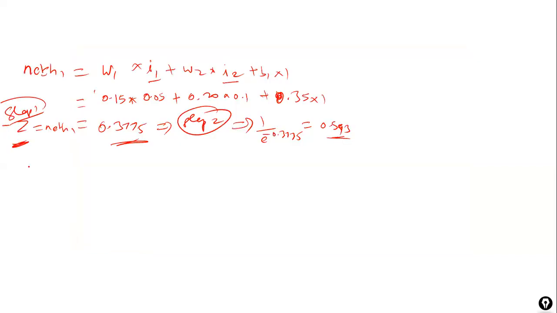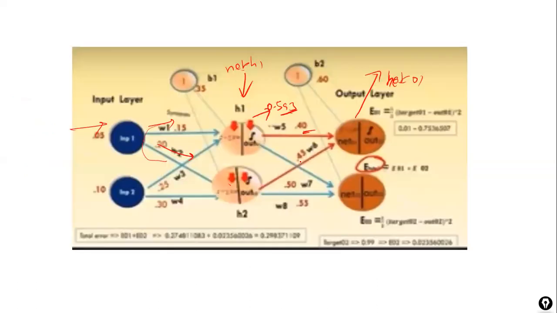So now what I do is net O1 is equivalent to W5 into out H1. Net H1 is nothing but the middle one. The output of the net H1 is this one, the out H1, right? Out H1. And W6 here, that is W6, right? Yeah, this is your W6. This is your W6, okay? So from here to here and here to here, all right?